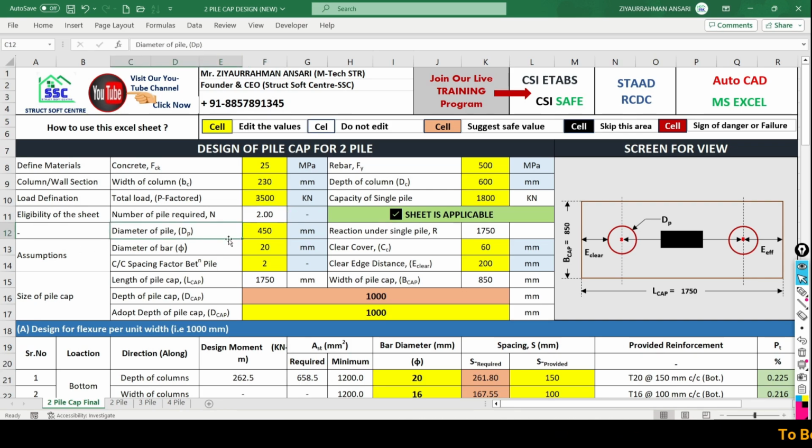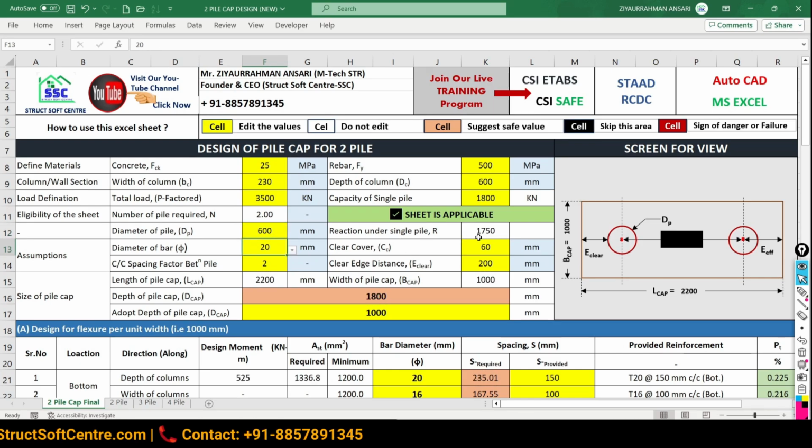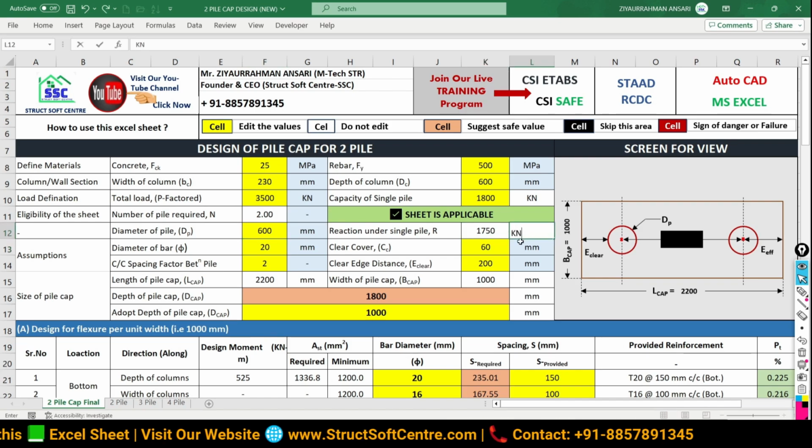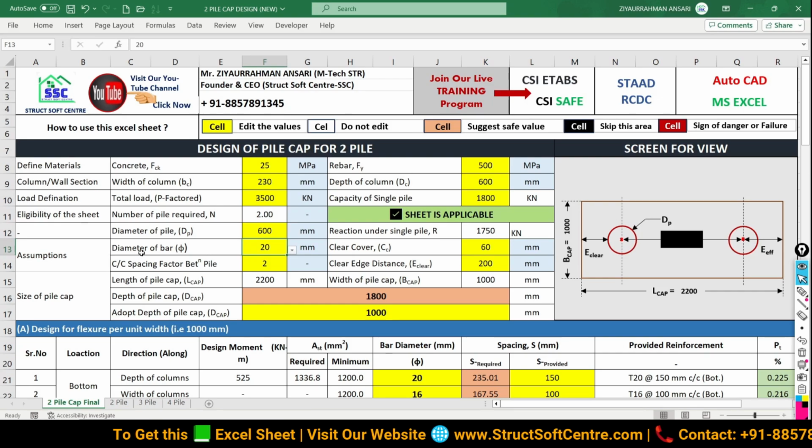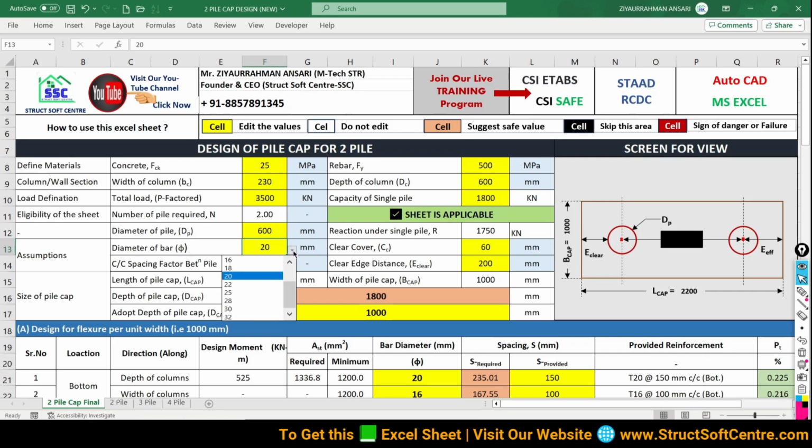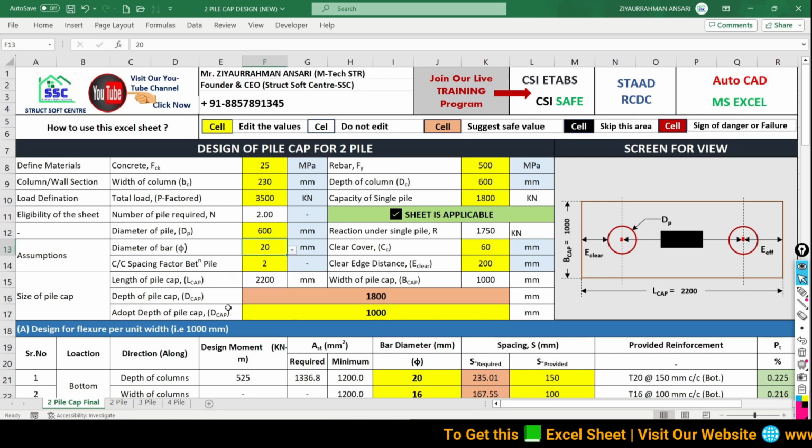Now next, diameter of pile. The diameter of pile has been given as 600 mm. The reaction under each of the piles is coming out to be 1750 kilonewton. Thereafter, diameter of the bar for the design. I am going to consider diameter of bar as 20 mm at preliminary stage. It is an assumption.